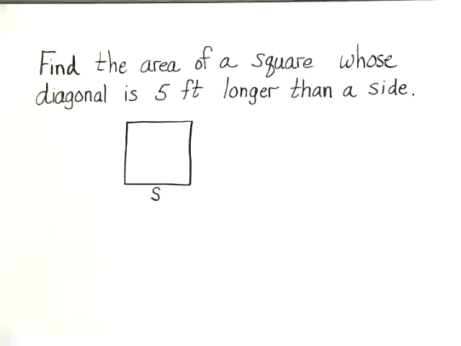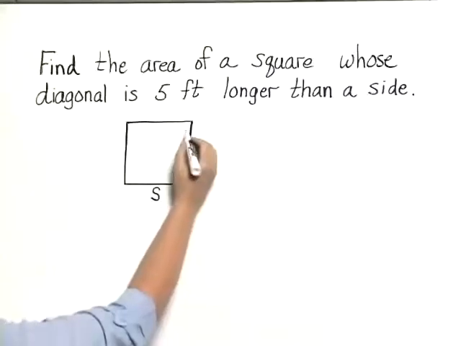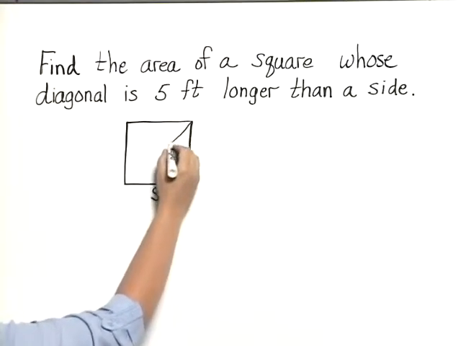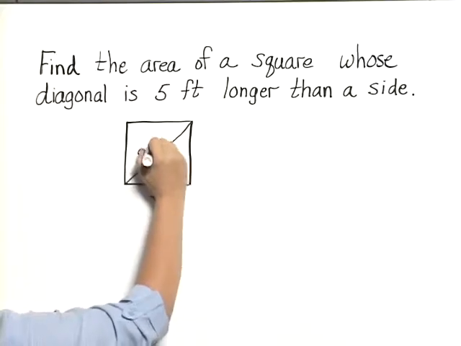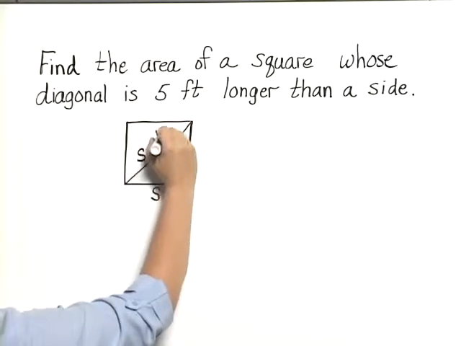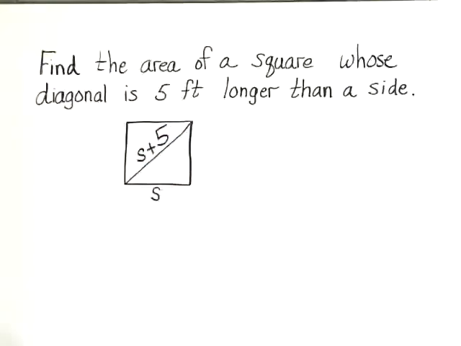Now if we call one of the sides S, the only information we're given is that the diagonal is 5 feet longer than a side. So if we sketch a diagonal, we can label that S plus 5. Now, since this is a square, we actually have a right triangle, and we can use the Pythagorean equation in order to get a translation, which is the next step of the problem, into math.